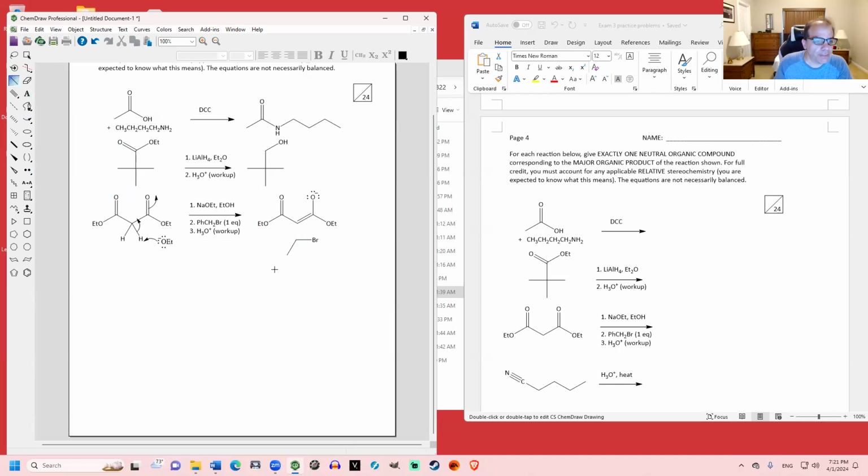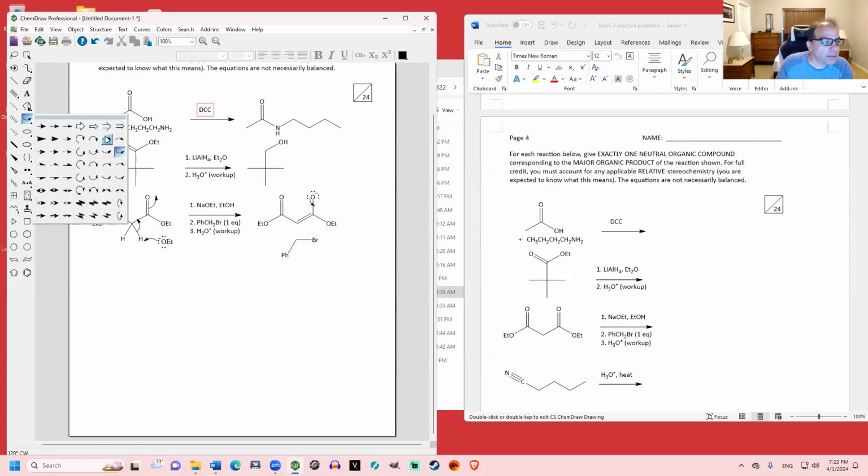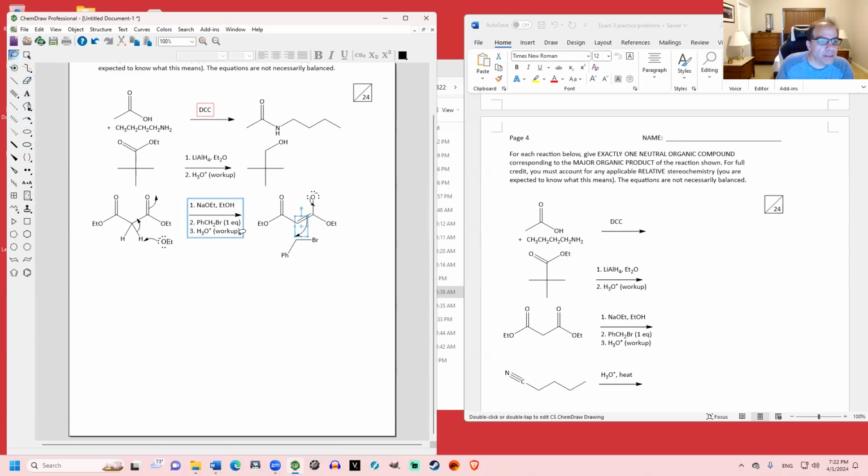Actually, I'll just do it like this. It's simpler. This is an SN2 reaction. The electrons come back in between the oxygen and the carbon. And then the double bond shifts out to form a new bond between this carbon and the carbon that bears the bromine. And of course, we break the carbon-bromine bond.